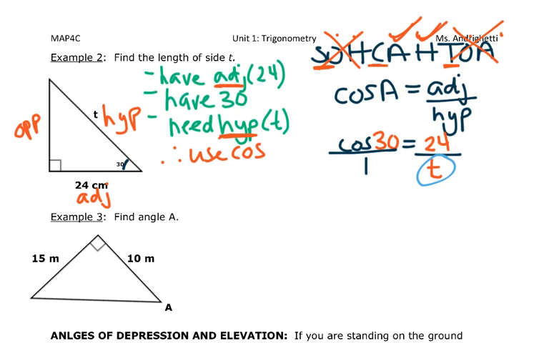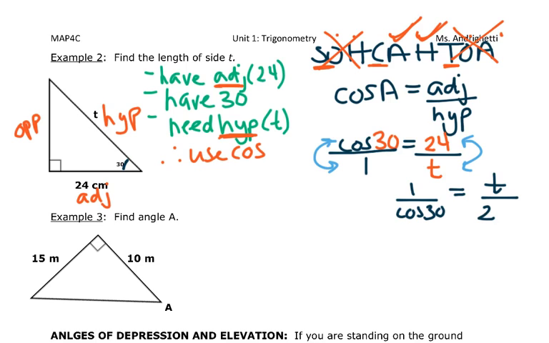So we want this T on the top. No problem. Let's make it on the top. So we're going to flip this side and we're going to flip this side. So when we flip them, it's going to look like this. We're going to have 1 over cos 30 equals T over 24. So we just flipped it.